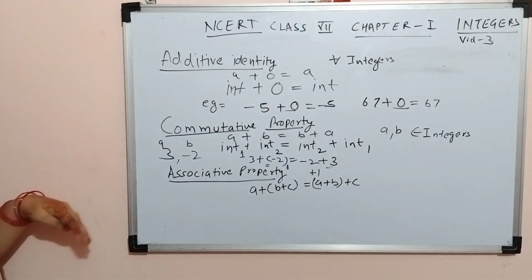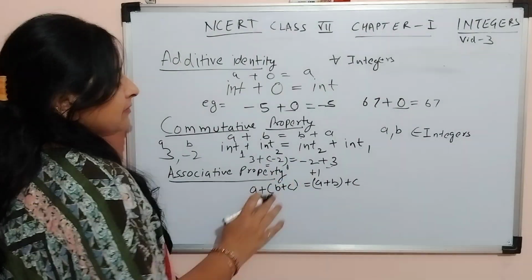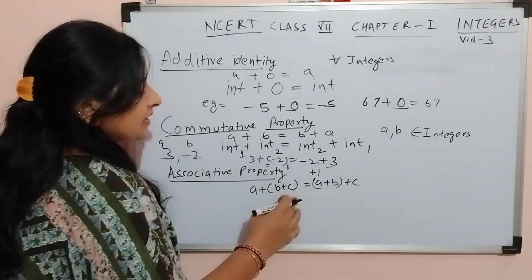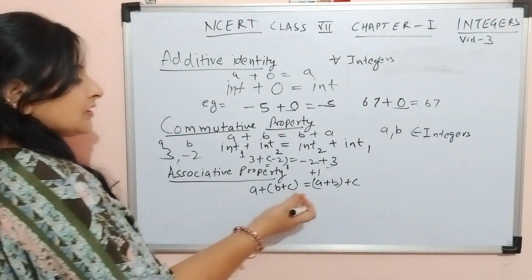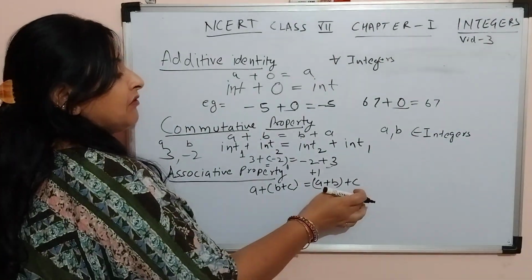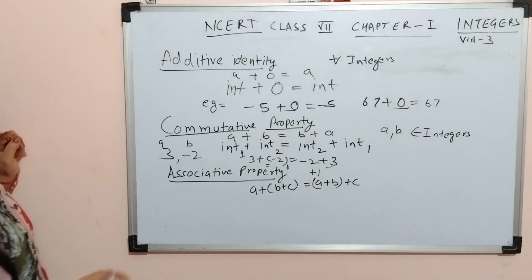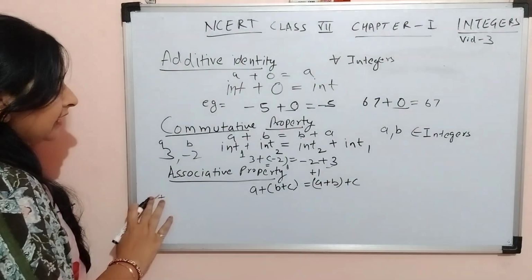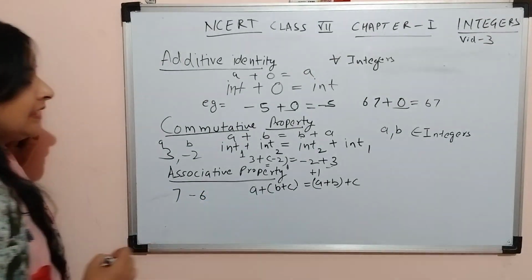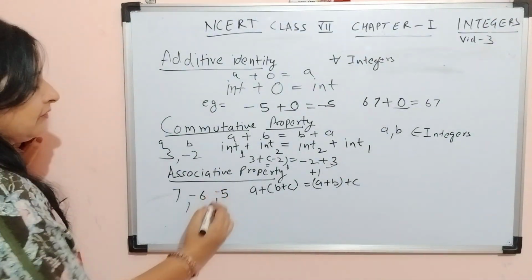Now the third is the associative property. The associative property is quite similar. Here, instead of two numbers, we will take three numbers and write a plus b plus c, and this will be equal to a plus b plus c, where first we add a plus b and then add it with c. Let us take an example. We will take three integers of your choice, any positive or negative integers. Say we are taking 7, minus 6, and the third, say, minus 5.